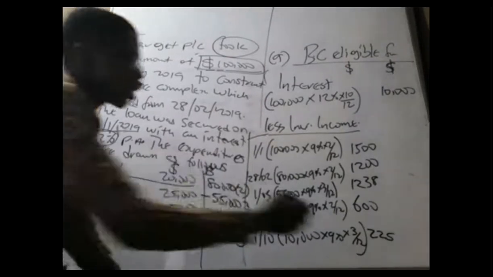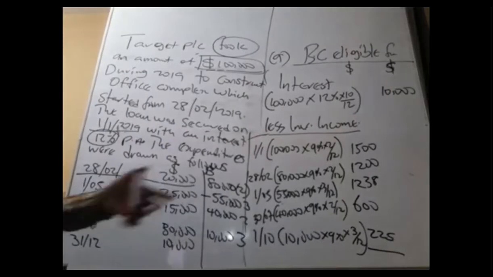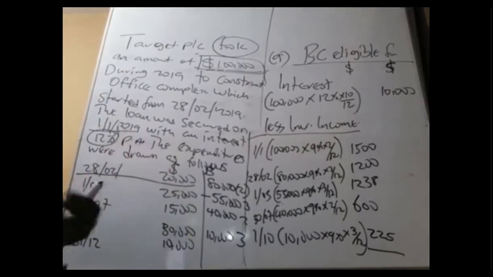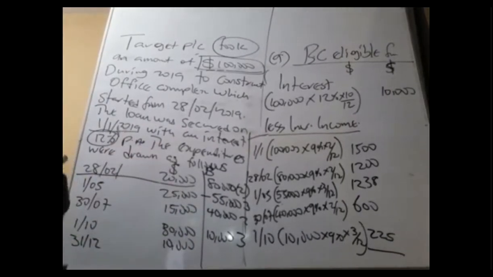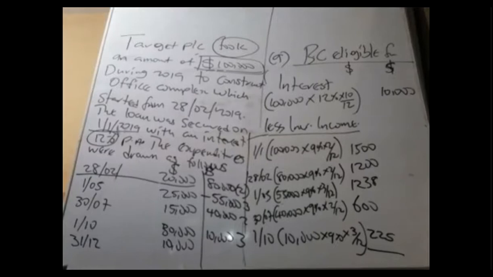So kindly put all the investment income together. Let us use the investment income to offset some part of what? Some part of the interest that we are paying. The remainder is the borrowing cost that we can do what? Capitalized. So that is gain.